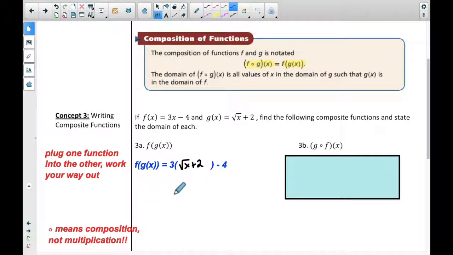All right, now that I've done that, I just need to multiply it out, simplify it, whatever needs to be done. So I'm going to go ahead and multiply this out. I get 3 radical x plus 6, and I still have my minus 4. And that 2 is not under the square root sign, it's all by itself, and so that 6 is also all by itself. And so this is 3 square root x, and then we have 6 minus 4, well that's 2. And so f of g of x is 3 square root x plus 2. Sometimes I like to put a little end cap on that to make sure we understand that's where it ends. Okay, so that's all you do.